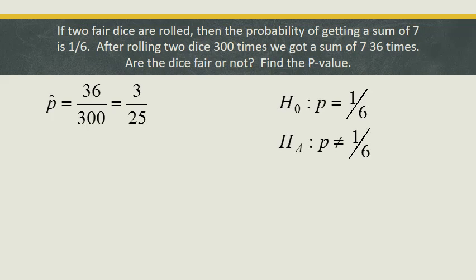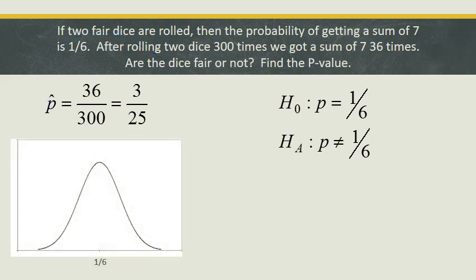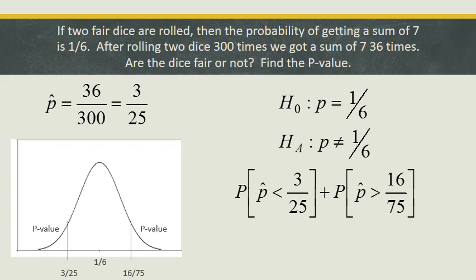So I rolled 2 dice 300 times and got a sum of 7 only 36 times. So my sample proportion p hat is 3 over 25. Here is what the distribution looks like under the assumption that p is equal to 1 over 6. Let's put the sample proportion into the picture. P-value is the probability of getting a result as or more extreme than 3 over 25. Since this is a two-tailed hypothesis, extreme could be defined as above or below the mean, and the area contained in both tails is the p-value.